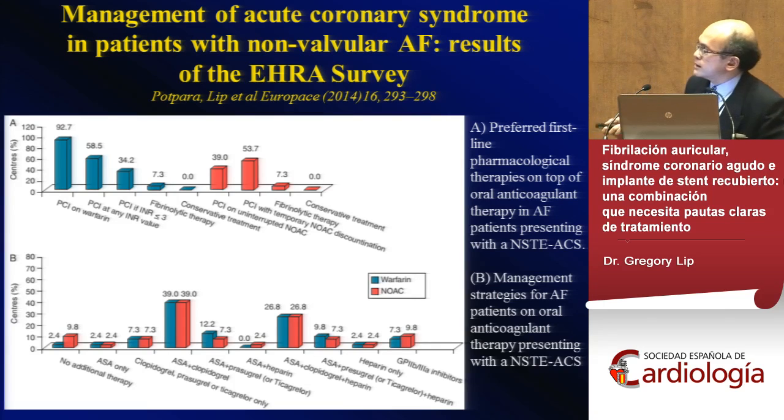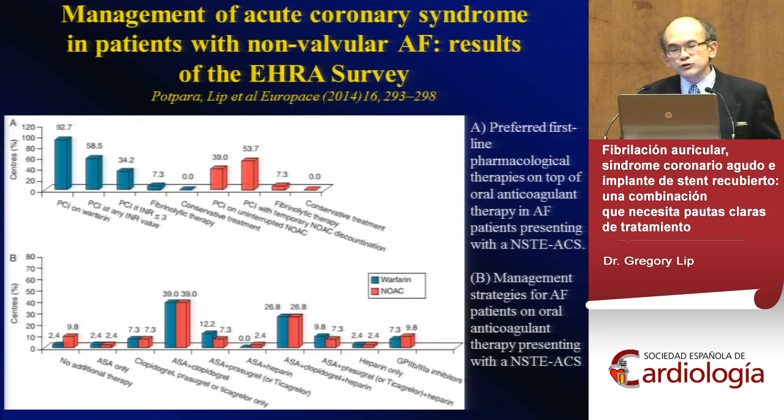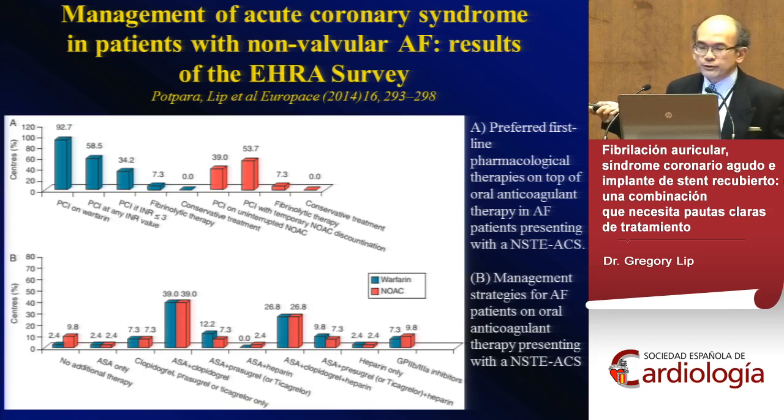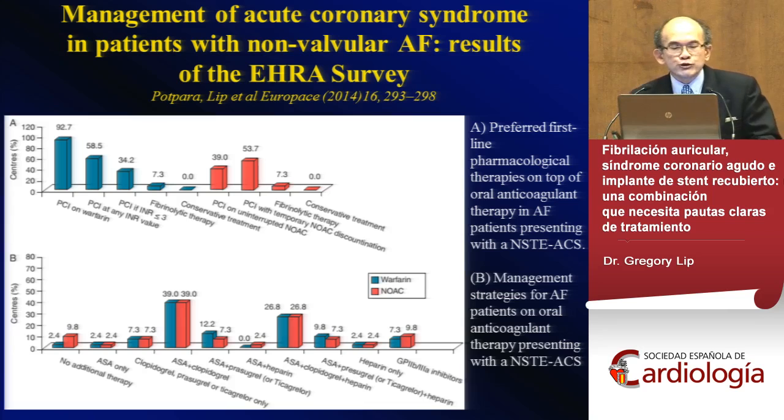The first panel here, for example, looks at first-line pharmacological therapies on top of oral anticoagulants in AF patients presenting with an acute coronary syndrome. You see a pretty wide range. The blues are warfarin patients. The reds are those on a NOAC. Many would do an angioplasty whilst on uninterrupted anticoagulation. Some interrupt, some stop, some wait for the INR to drop to less than three. Some give fibrinolysis. You can see there's just a wide range in practice.